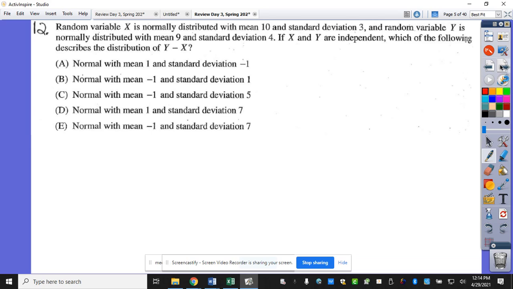Alright, so number 12. This one I'm not at all surprised where it is. Both of them are normal, but all of our answers say normal, so I'm probably not even going to look at that. I just need to figure out what the mean and standard deviation are. I've got X and I've got Y, with means and standard deviations. My mean of X is 10 with a standard deviation of 3. My mean of Y is 9 with a standard deviation of 4.